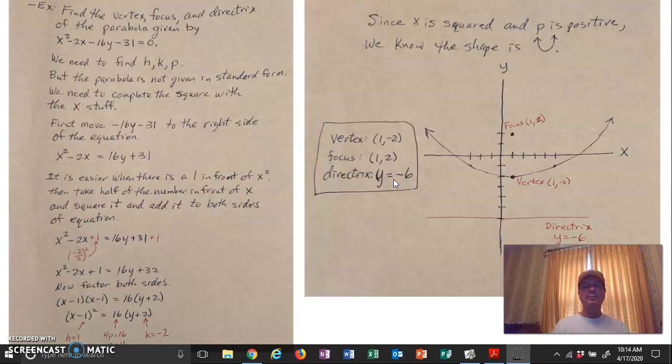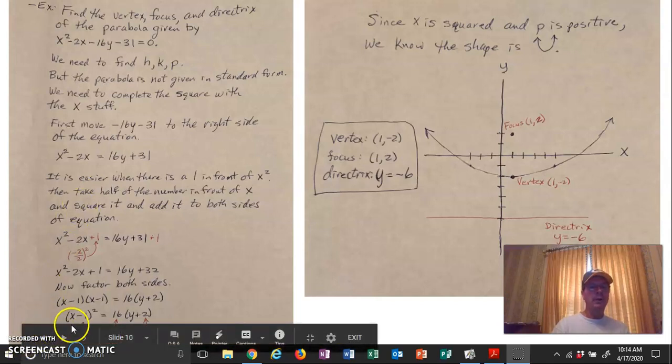All right? So this did require completing the square. And if you need any help on the completing the square technique, I can do some of that with you after this video. All right?